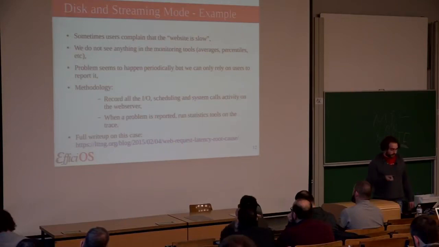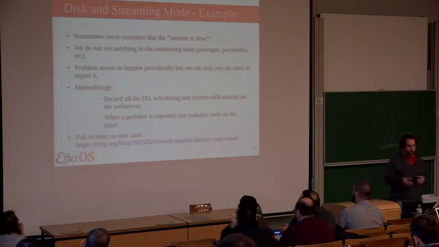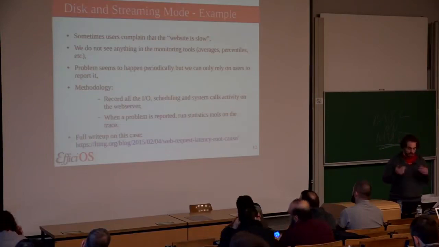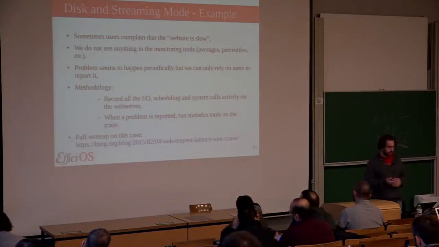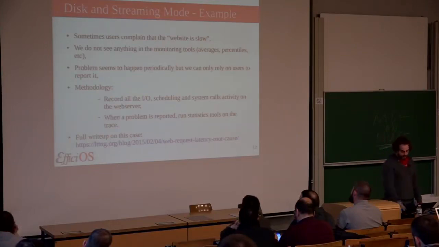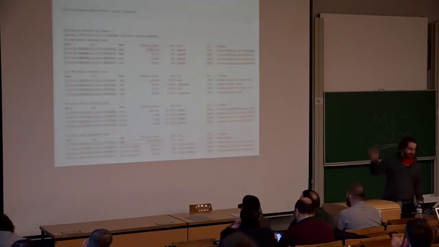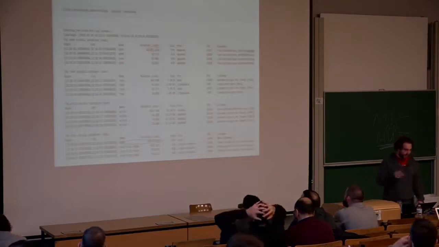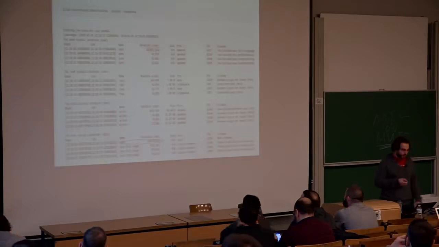Because now what we do is that we record every I/O operation, scheduling, and all activity of the web server. So we can specify only a process. And when somebody reports a problem, then you can go to the tool, run some post-processing tools, and extract really detailed information. So that's just an example. It's not meant to be really readable right now. But just to give you an idea, here it's the I/O latency output. It takes the trace and extracts the top four for the open, read, write, and sync kinds of operations.